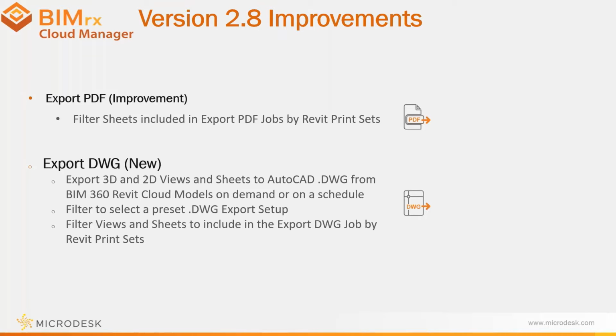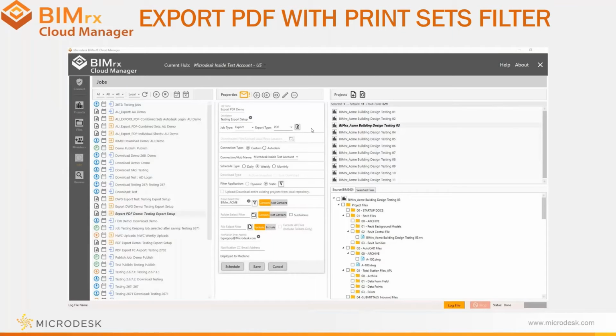We also added a brand new feature, Export DWG. Now you can export 3D and 2D views or sheets to AutoCAD DWG format. You can filter which DWG Export Setup is used for each model in the Export DWG job based on the name of the setup. Just like PDF export, you can use print sets to control which views and sheets are exported to DWG. Let's take a look at the new Export PDF Print Set filter in action.